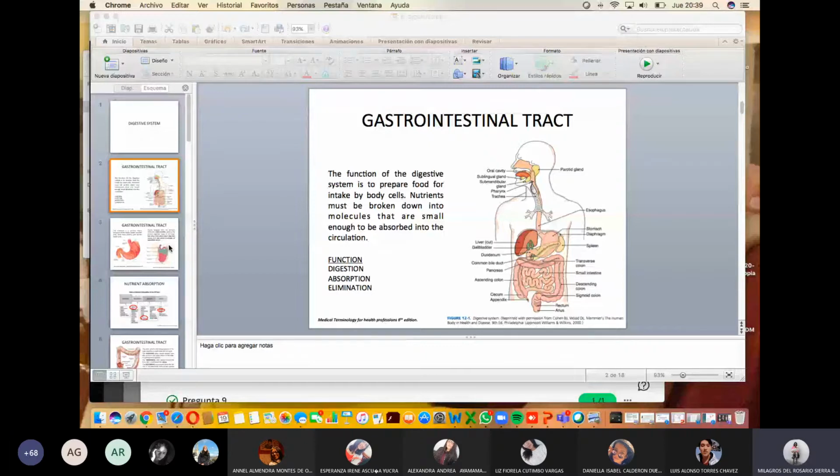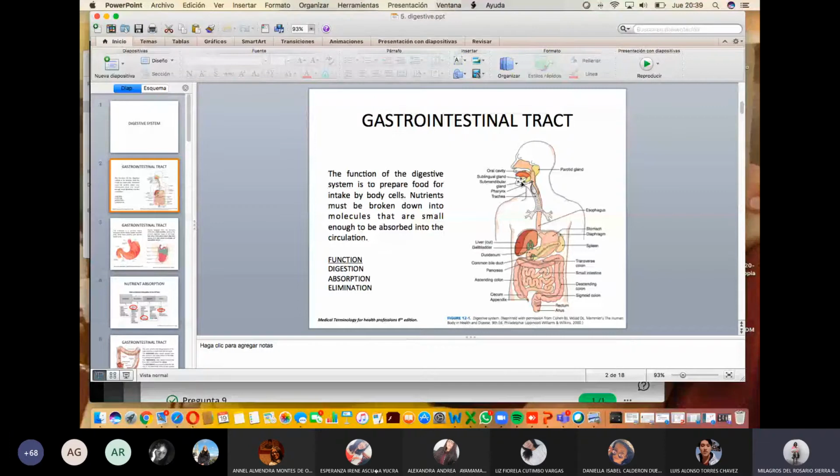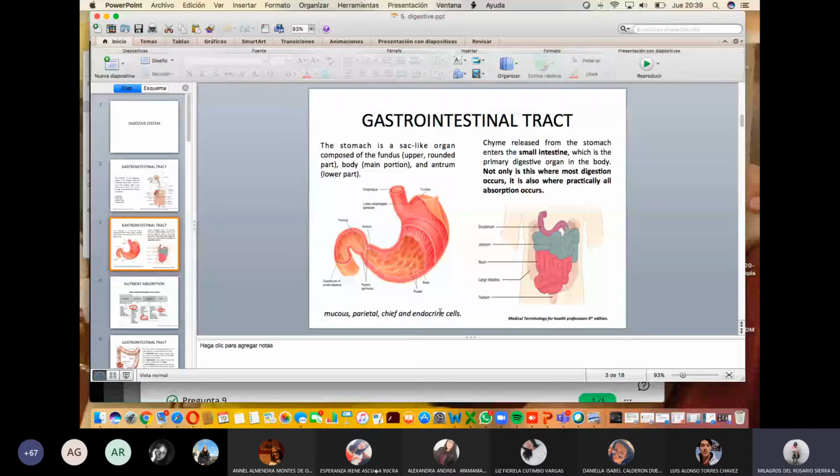There are a lot of organs involved in the gastrointestinal tract. It starts from the oral cavity and ends at the anus. We also can talk about accessory gastrointestinal organs like the liver and the pancreas that we're going to talk about later. About the stomach, it's a sac-like organ that has different parts and different cells that are involved in the digestion.